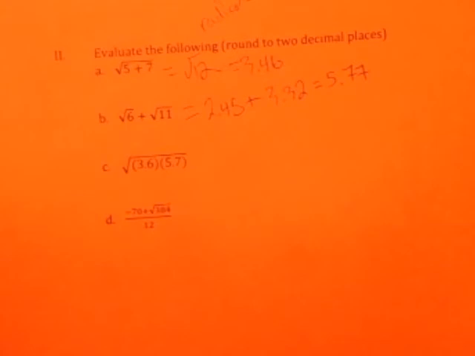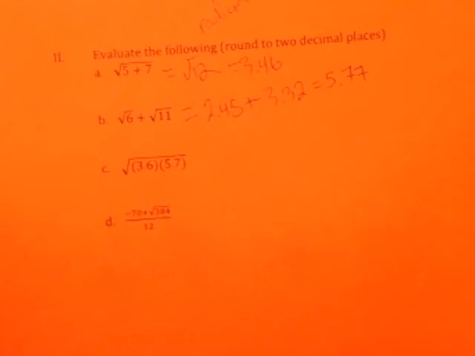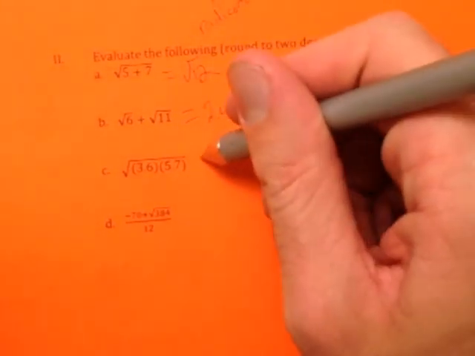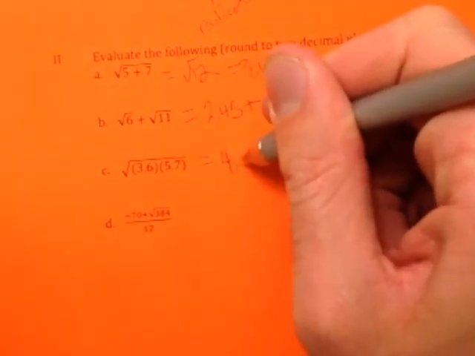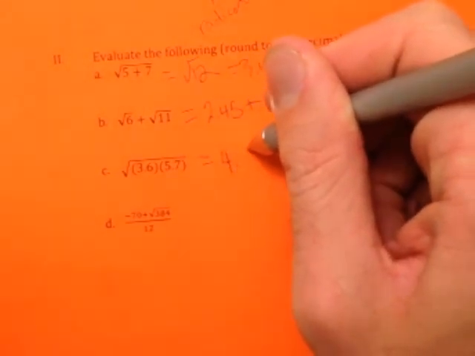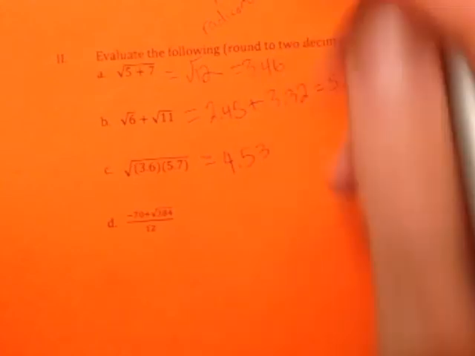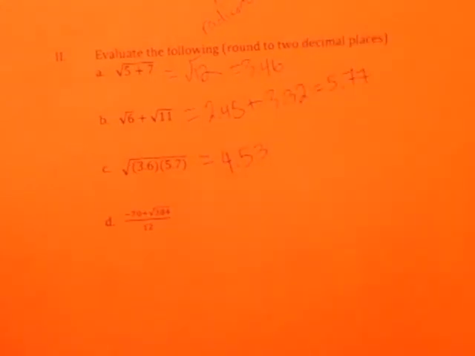So try C and D on your own and round to 2 decimal places. Come back and see what you get. Alright, I'm assuming you're back and have done that. Hopefully you actually paused and tried it. That's the point. So for this one, you should have multiplied the 3.6 and 5.7 first, then taken the square root, and ended up with 4.53 when we round to 2 decimal places.